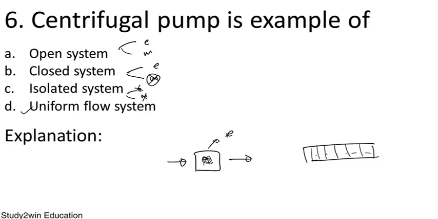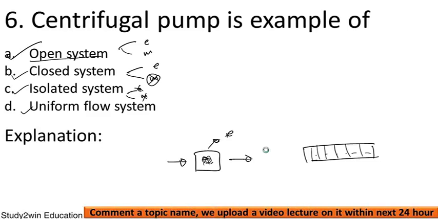Let's talk about the centrifugal pump. A centrifugal pump is an open system. Yes or no? Yes, because the water is getting into the centrifugal pump and gets pumped up, so the mass is flowing, and the centrifugal pump also gets heated up and transfers heat out of the system. So energy is also moving out of the system. So it follows all the criteria of an open system. So open system is the correct answer. It is certainly not a closed system because energy is flowing out, and obviously not an isolated system. A uniform flow system is also no, because in a centrifugal pump the velocity of water changes from point to point. So a uniform flow system is not the centrifugal pump.